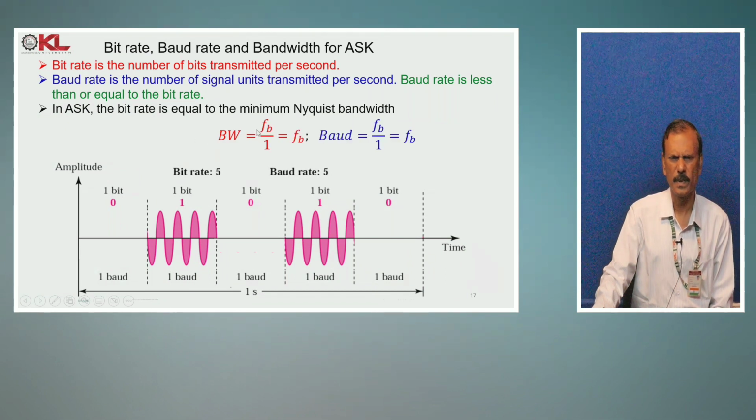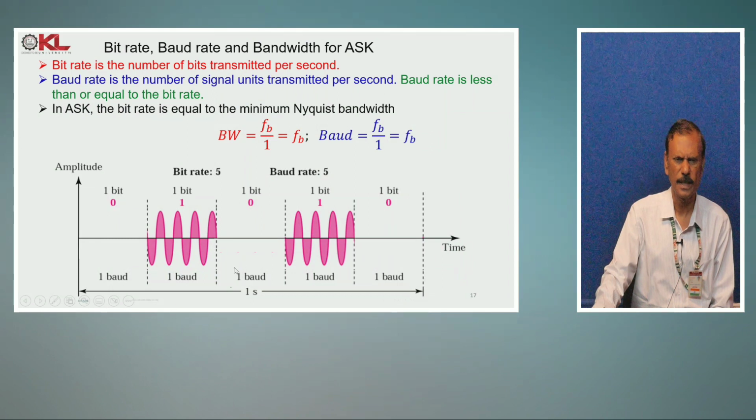So bandwidth can be represented by FB by N, where N is equal to 1, in the sense of either bit 1 or 0, so only one element. So that is FB, and also the baud rate. So bandwidth, baud rate and bit rate are all equal in the ASK system.